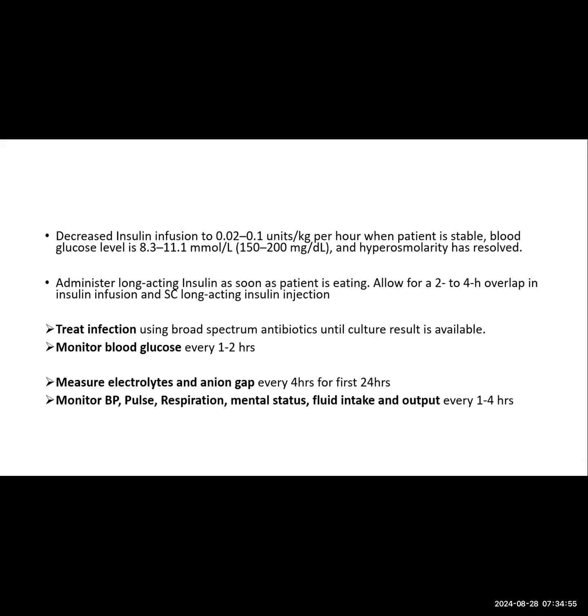I'll treat this patient for infection because we have evidence of infection. And I'll use broad spectrum antibiotics while waiting for culture. I must have sent for culture of blood and urine to ascertain the organism responsible for this infection and the sensitivity pattern. I'll monitor blood glucose every 1 to 2 hours. And then I also monitor the patient's electrolytes and anion gap every 4 hours for the first 24 hours.